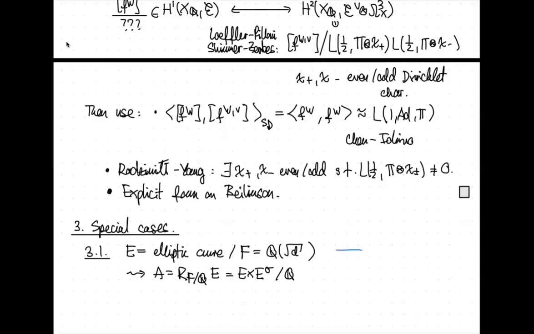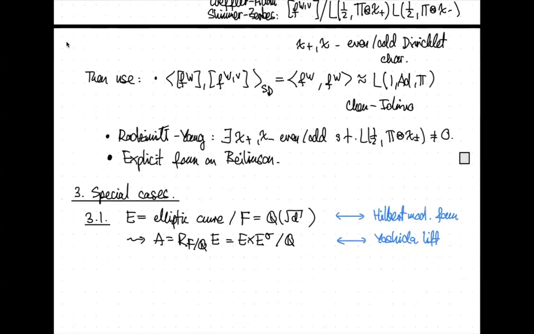And at the level of automorphic forms, this gives you a Hilbert modular form, or conjecturally, this should be a Hilbert modular form. And then this abelian surface corresponds to the Yoshida lift of that Hilbert modular form. Okay, so then I can state Theorem 2, also in this joint work, that in this case, we can just prove the conjecture. So the conjecture is true.